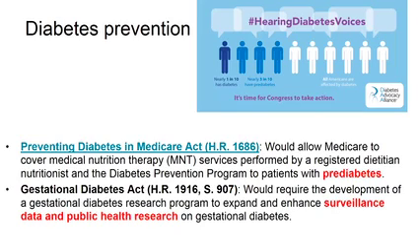Gestational Diabetes Act is, again, asking for more money for research, so more surveillance data and public health research on gestational diabetes, which is really also preventative, because we know if a woman has that, then she's more likely to get type 2 diabetes later in her life.